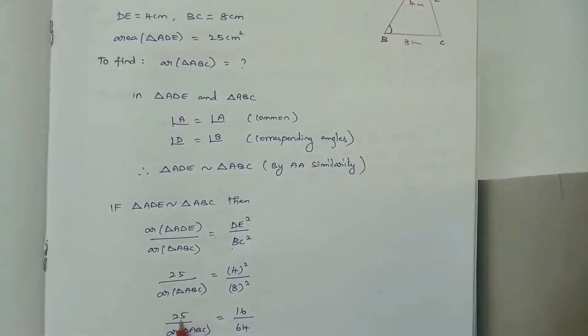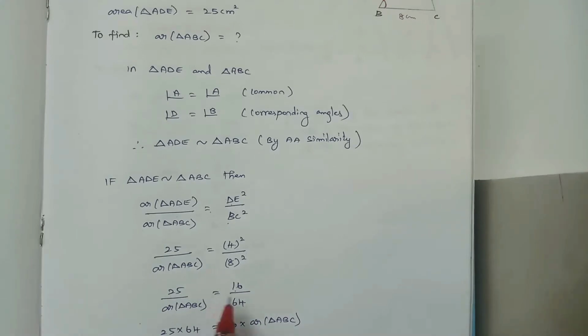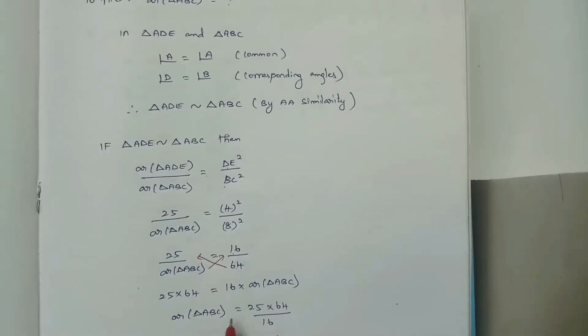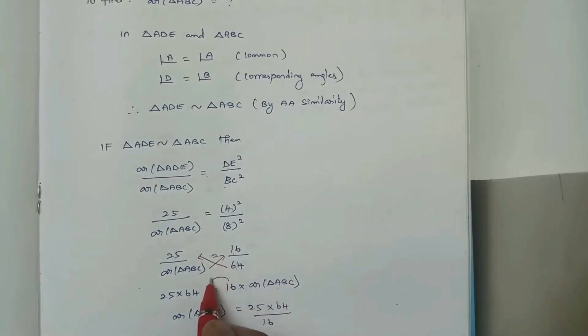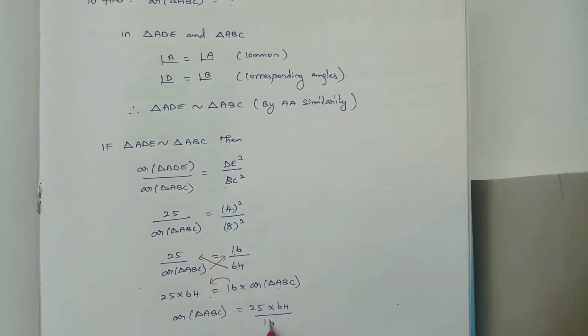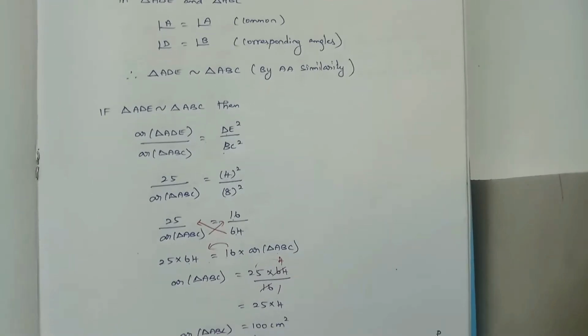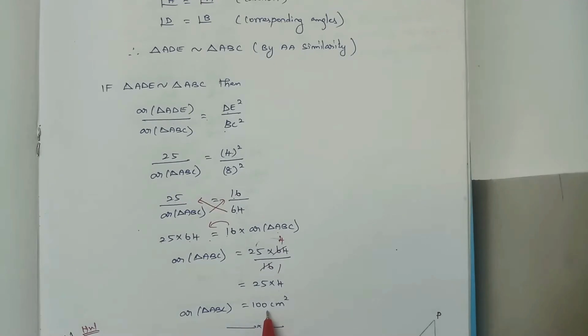We know the area of triangle ADE, 25. Substitute it. 4 square is equal to 16, 8 square is equal to 64. Can we simplify here itself? Otherwise you can take it to the RHS or LHS and then simplify, no problem. Taking 64 to the LHS, it goes to the numerator, so 25 into 64 is equal to 16 into the area of triangle ABC. Taking 16 to the LHS, multiply becomes divide. Simplify: 16 4s are 64, 25 into 4 is equal to 100. Therefore, the area of triangle ABC is equal to 100 centimeter square.